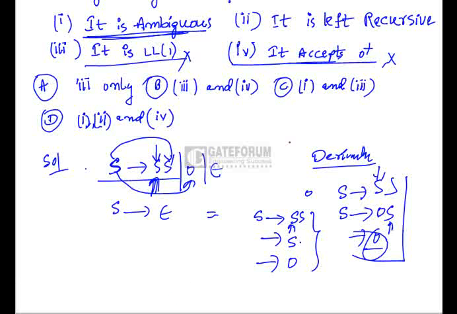That means the grammar is ambiguous. It is left recursive also. So 1 and 2 are the true statements. So option C is the correct option. 1 and 2 are the true statements here.